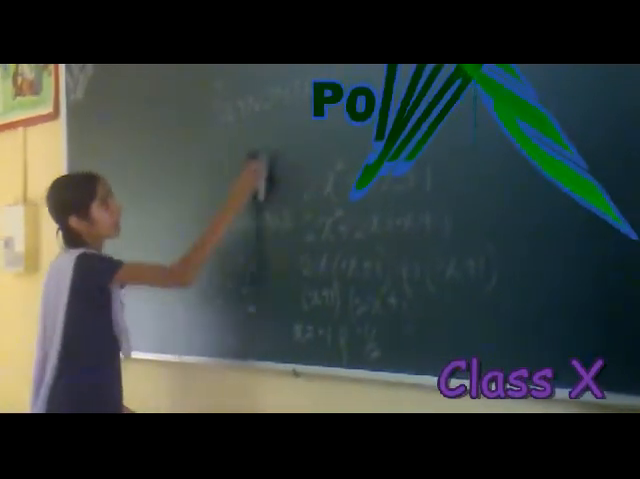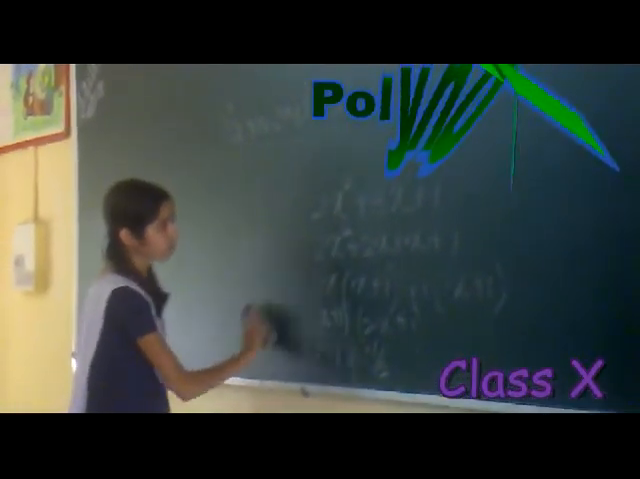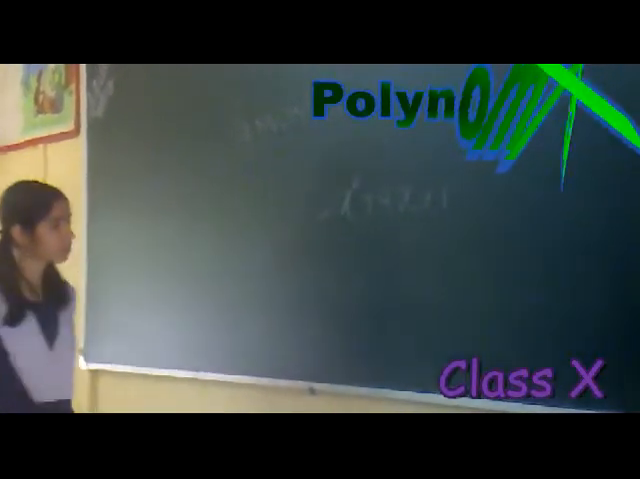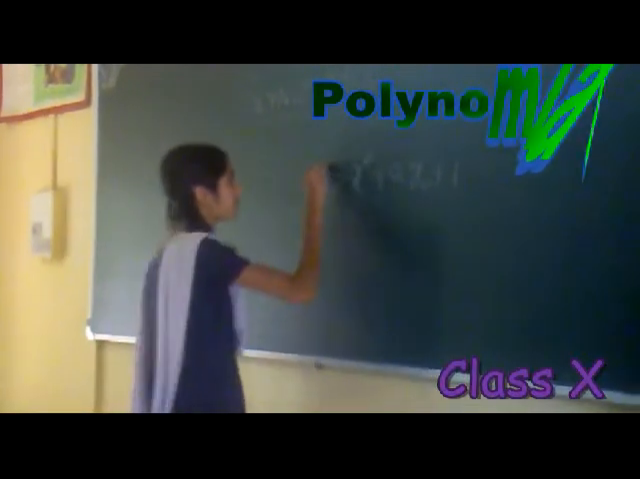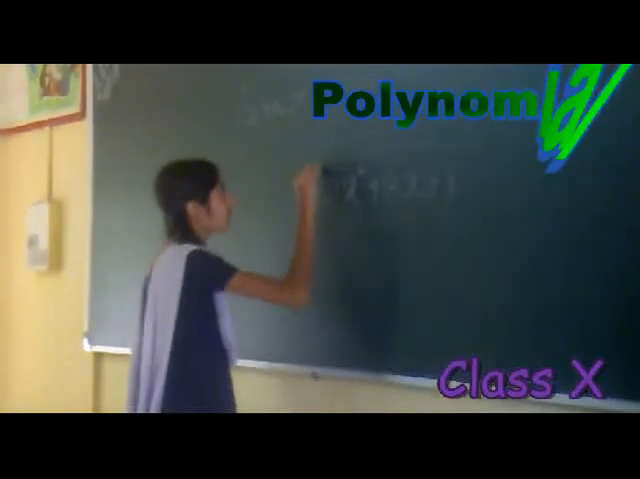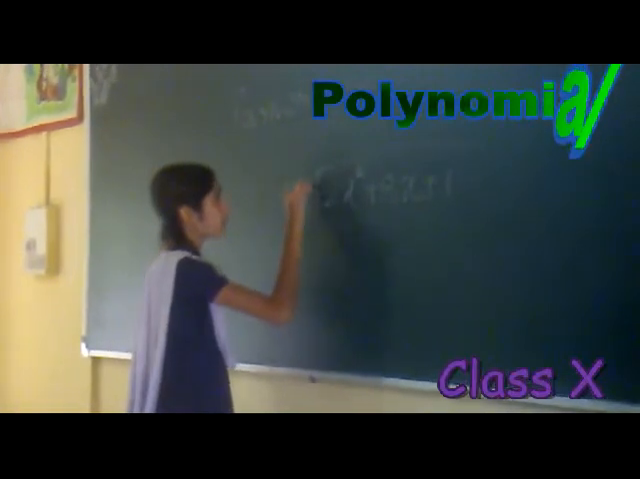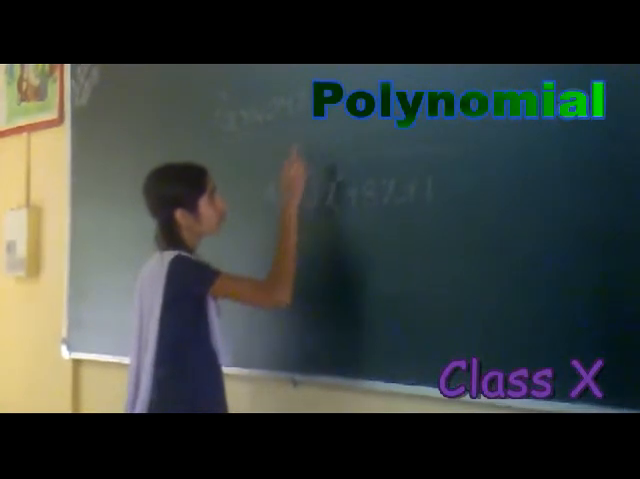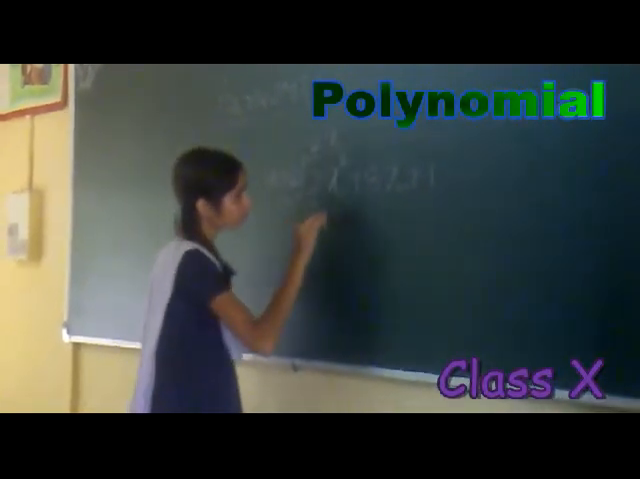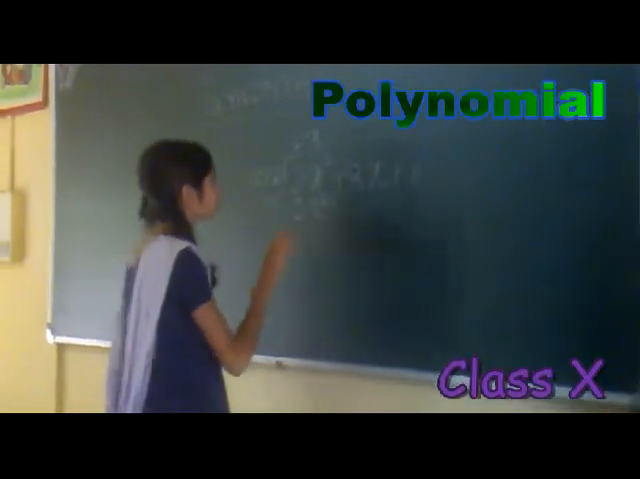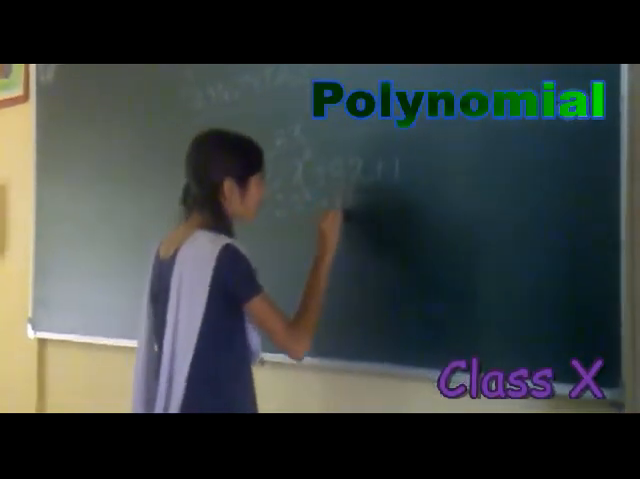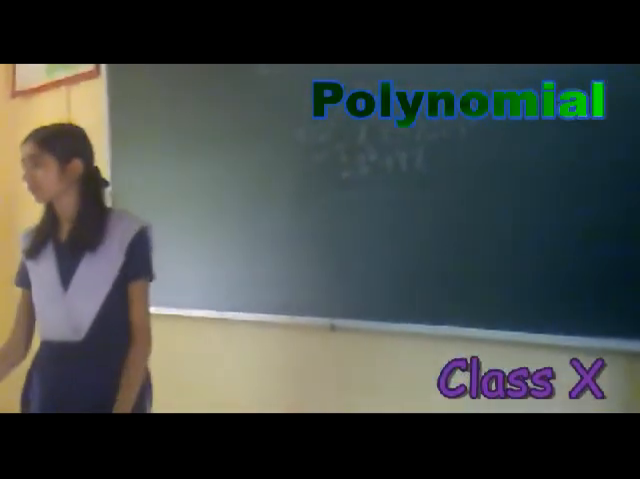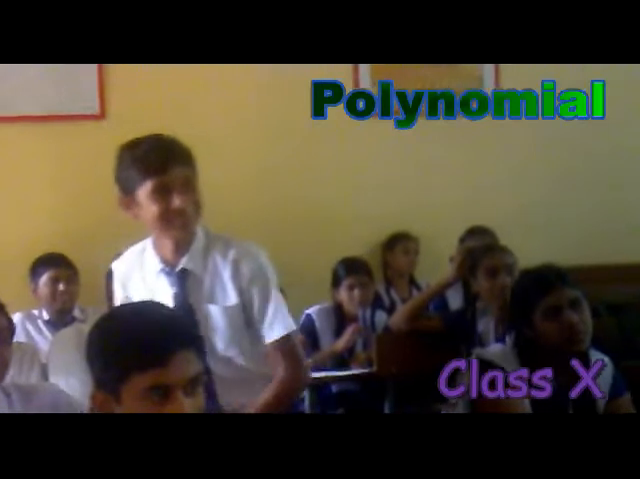Now we will look at the division algorithm. We will divide this polynomial by the long division method. We will divide this polynomial by x plus 2. x, 2x square. Can anyone tell me what will we do after this?